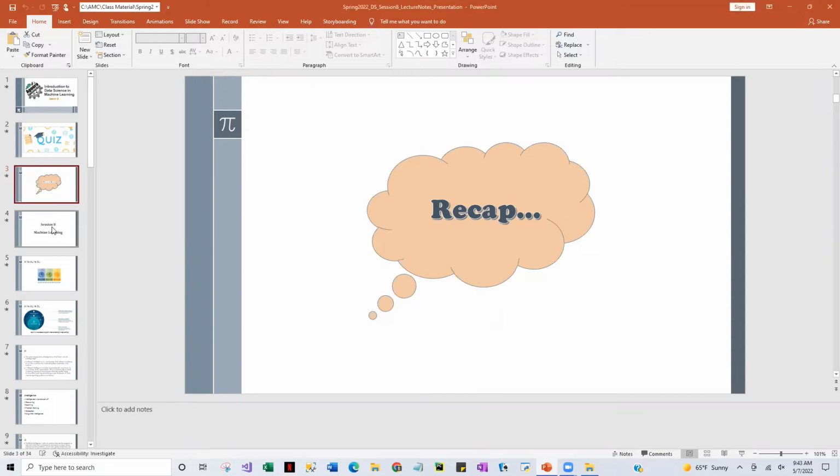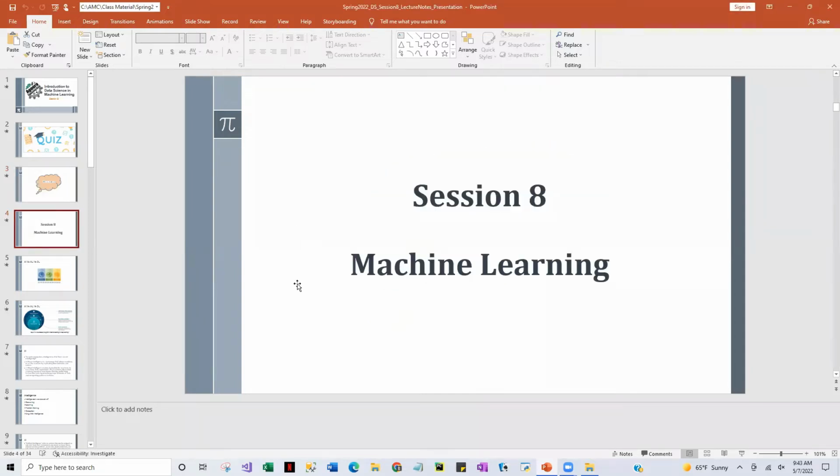And today we are going to talk about machine learning. I want this session to be a little interactive, so I want everyone to unmute yourself and chime in whenever you want. You can either use your voice or use the chat function to interact. I wanted this to be an interactive session.